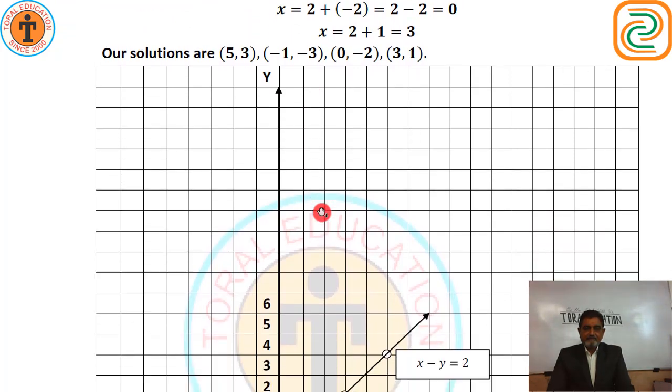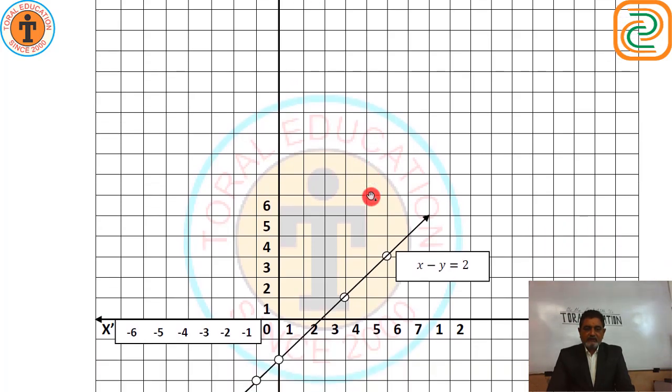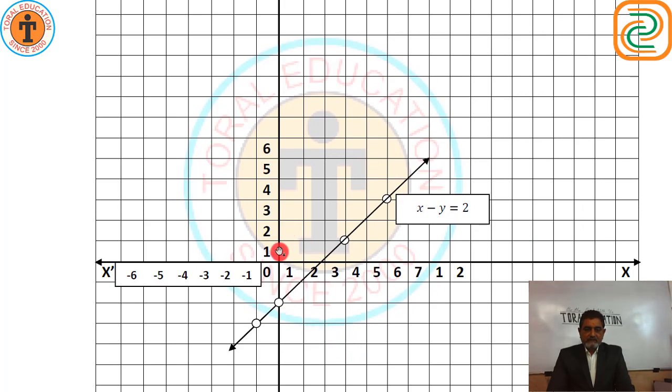So what is our graph? Look at the graph. These are our points. The first point is 5 and 3: x coordinate 5 and y coordinate 3. This is our point. Second, minus 1 and minus 3. Look at this: this is minus 1, minus 2, minus 3 on the y axis, and 1, 2, 3, minus on the x axis. This is the y axis, this is the x axis. So minus 1 and minus 3 is this point.